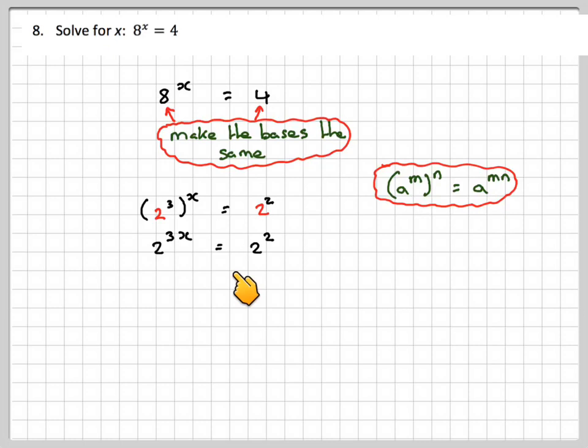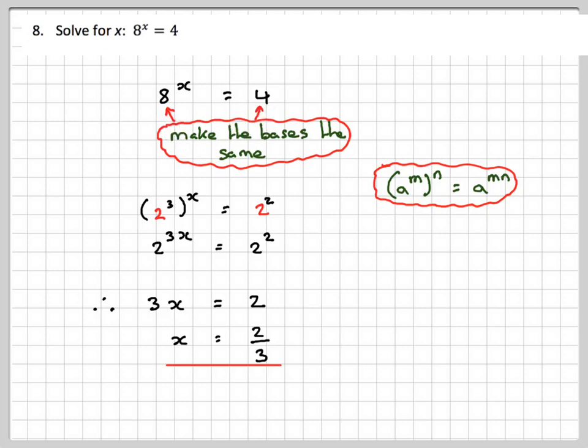Now, because we have the same base, this power here must be the same as this power here. And therefore, 3x must be equal to 2, and therefore x is equal to 2 over 3. And if you think about it, this means take the cube root of 8, which is 2, and then square it. If you square 2, you get 4.